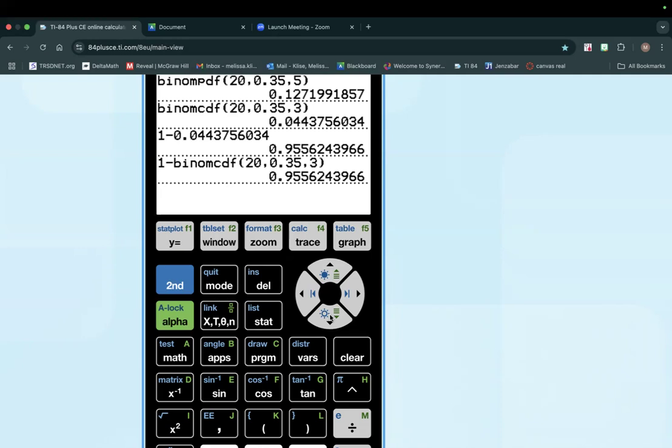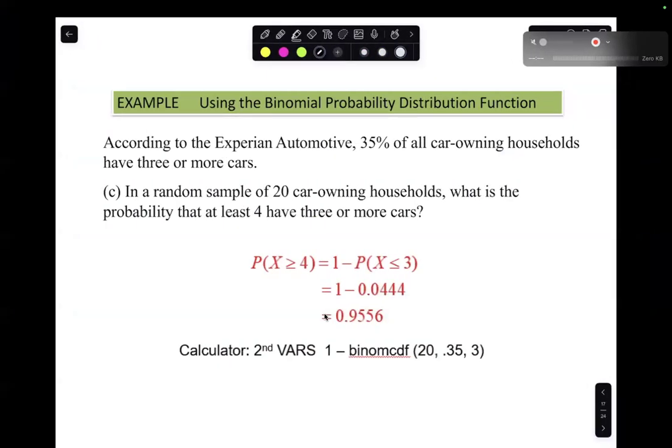You have all the good questions tonight. You are on it. Good job. Okay. So we got about a 95.56% chance that 3 or more, or at least 4, have 3 or more cars. All right. Any other questions before we move on?